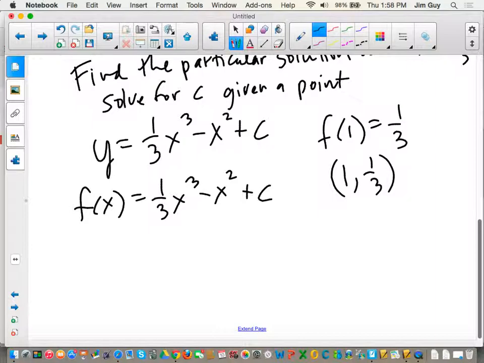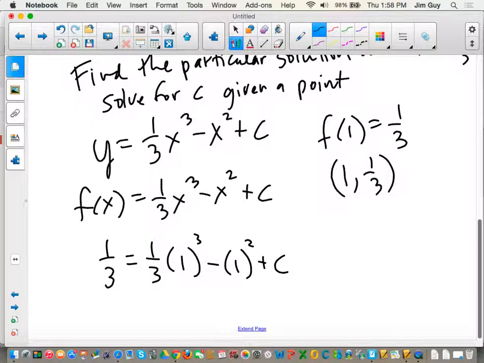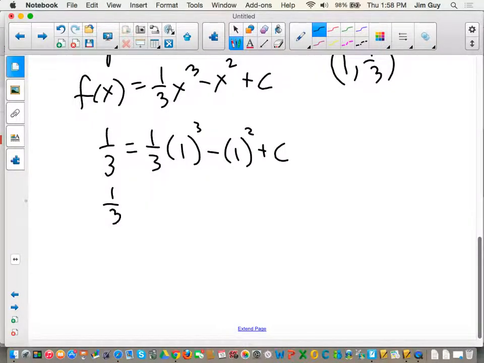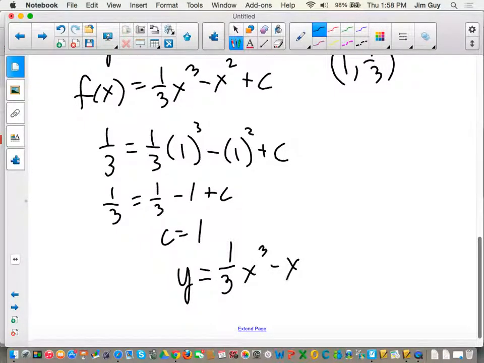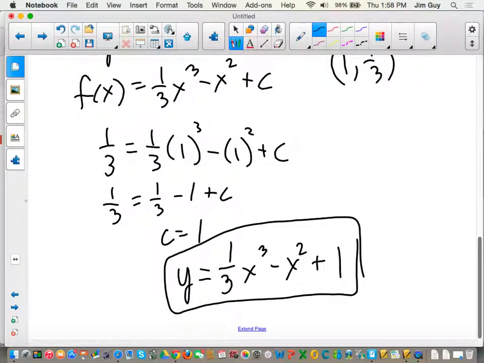So all we want to do is plug in 1/3 for y, plug 1 in for x. We would get 1/3 equals 1/3 minus 1 plus c, to get c equal to 1. So your final answer, your particular solution, would just be 1/3 x cubed minus x squared plus 1. And again, you can only do that if they give you a point.